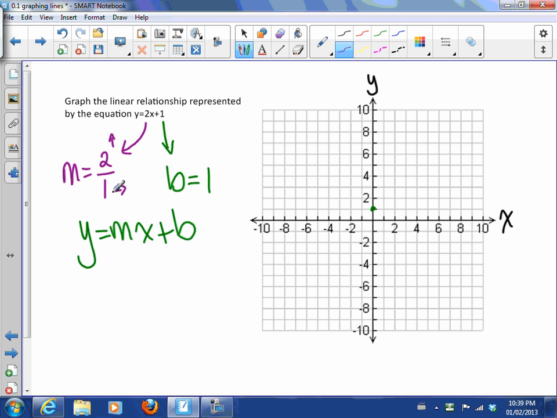Rise over run. So I'm going to go up 2 over 1 to that point right there. And what I get is this line that looks like that. So there is my linear relationship represented by y equals 2x plus 1. It's got a y-intercept of 1 and a rise over run of 2 over 1.